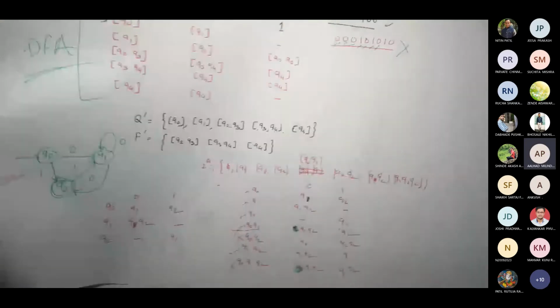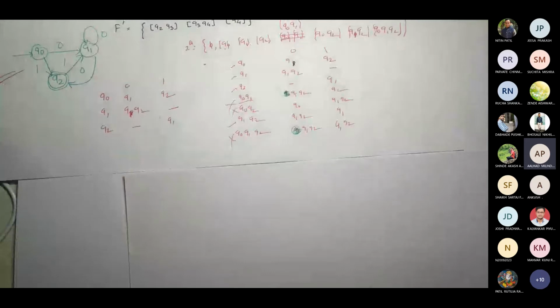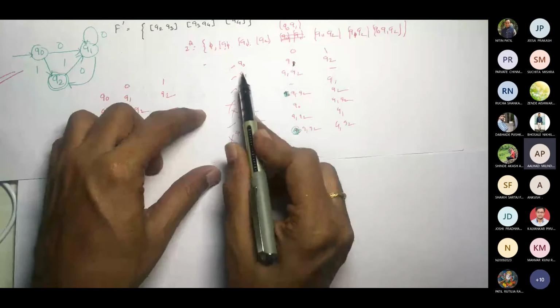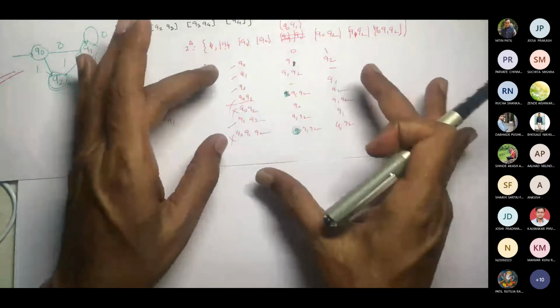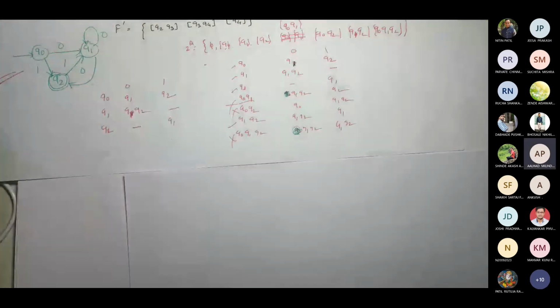Sir, I have a question. When you said draw for all states, are we supposed to consider this Q0, Q1 as a single node? Yeah, whatever we wrote here, each entry is a single node. Okay, so that's what I said.